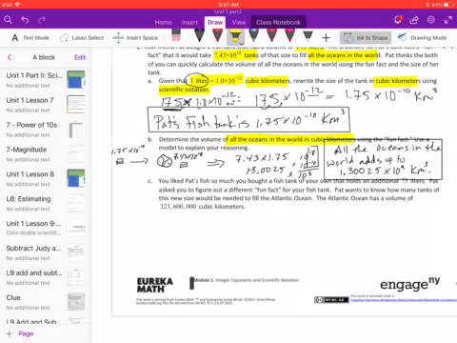And finally, the last question. You like Pat's fish tank so much you bought a fish tank of your own that holds about 75 liters, an additional, so that's 75 liters more. Pat asked you to figure out a different fun fact for your fish tank. Pat wants to know how many tanks this new size would be needed to fill the Atlantic Ocean, and the Atlantic Ocean is that many cubic kilometers.